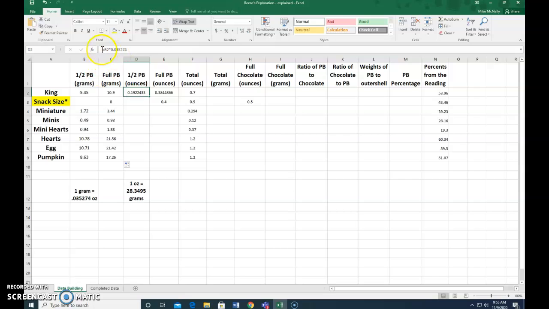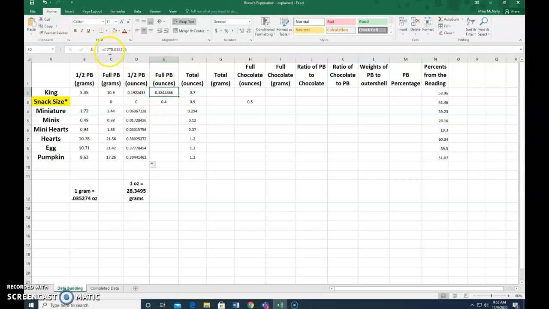Now, this was B2 times 0.035274. That was how many ounces for this amount of grams. 5.45 grams was 0.19, and so it was this amount times the unit conversion. Well, if that's correct, we can put our cursor over the green box, make it look like a plus sign, click, drag, and those will all be correct. And this will almost all be correct. We can't do it because this one here we did a different way. We won't be able to drag down through it, or we would mess up this cell. So we're going to have to do this one more time.